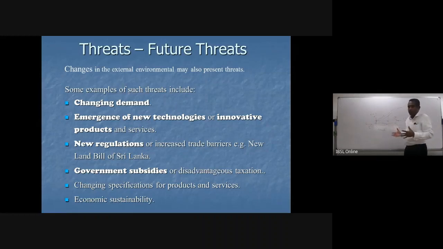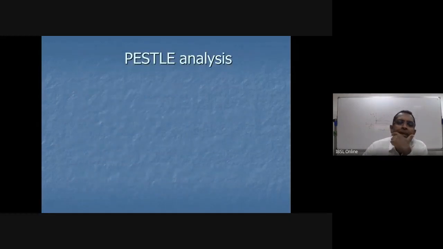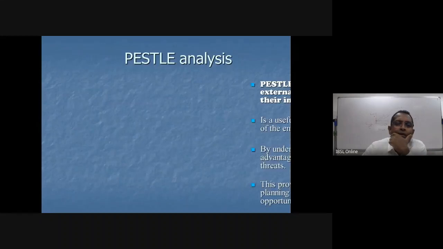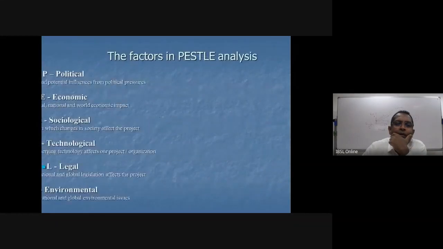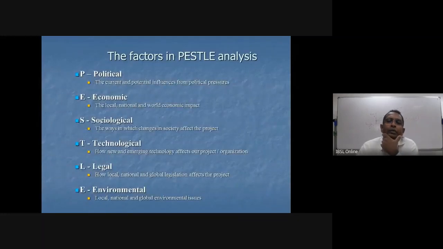So, SWOT analysis is a micro analysis. PESTLE is a macro analysis. Right? So you have to look at those things. I explained to you this PESTLE analysis: political, economic, social, technological, legal, and environment.